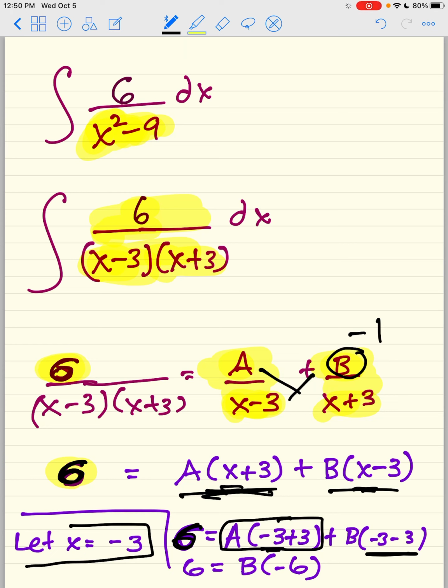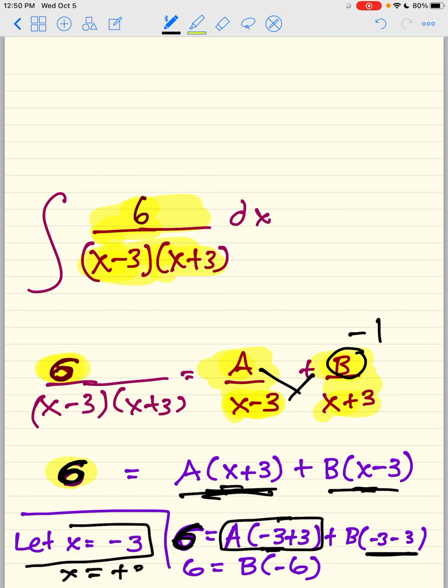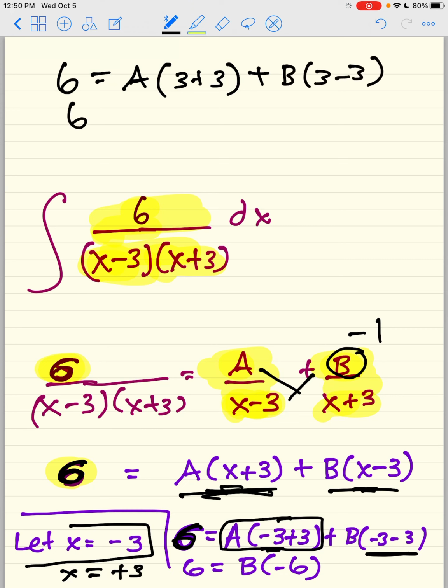Now what we have to do is, I'm just going to go up here so I don't switch the page. We'll turn over to the next page. I'm going to let x equal positive 3. So now I have 6 equals A times 3 plus 3 plus B times 3 minus 3. So therefore 6 equals 6A plus 0. So therefore A equals 1. So this is positive 1.